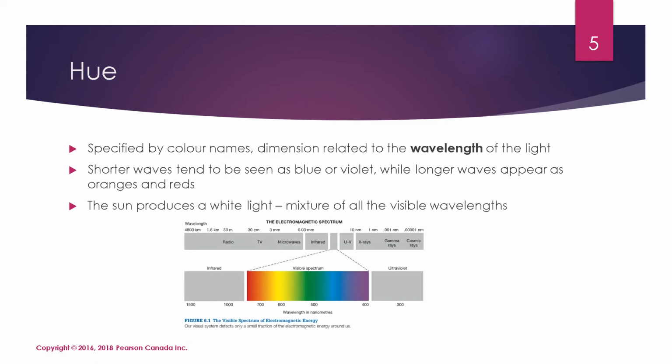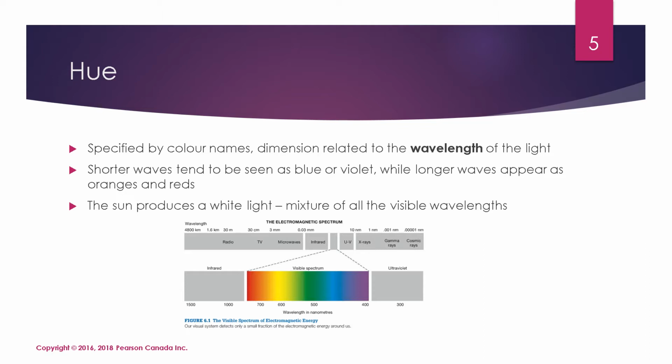For hue, it's basically what we talk about when we give a color name. So hue is specified by color names. It's the dimension that's related to the wavelength of the light. When we have shorter wavelengths, so more frequent waves, those tend to be seen as blues and violets, while longer waves appear as oranges and reds.